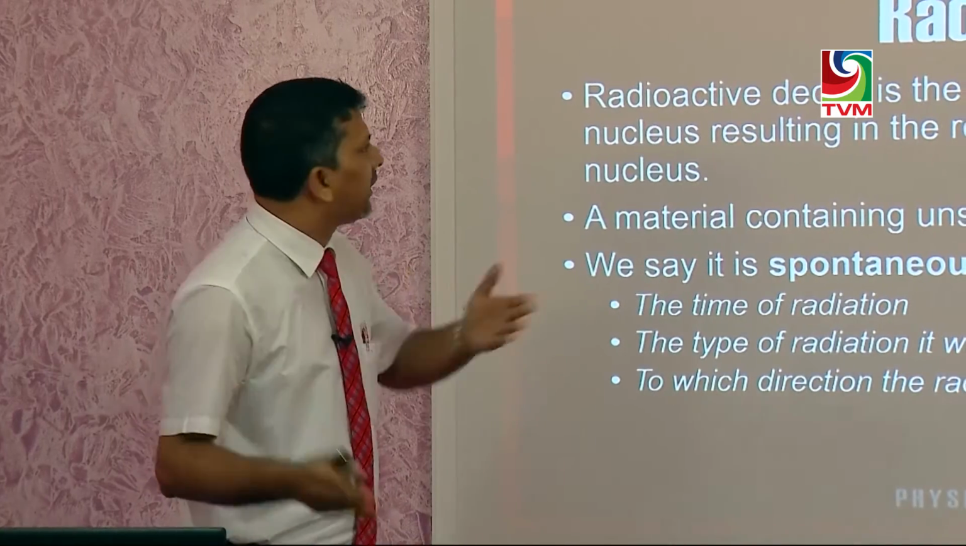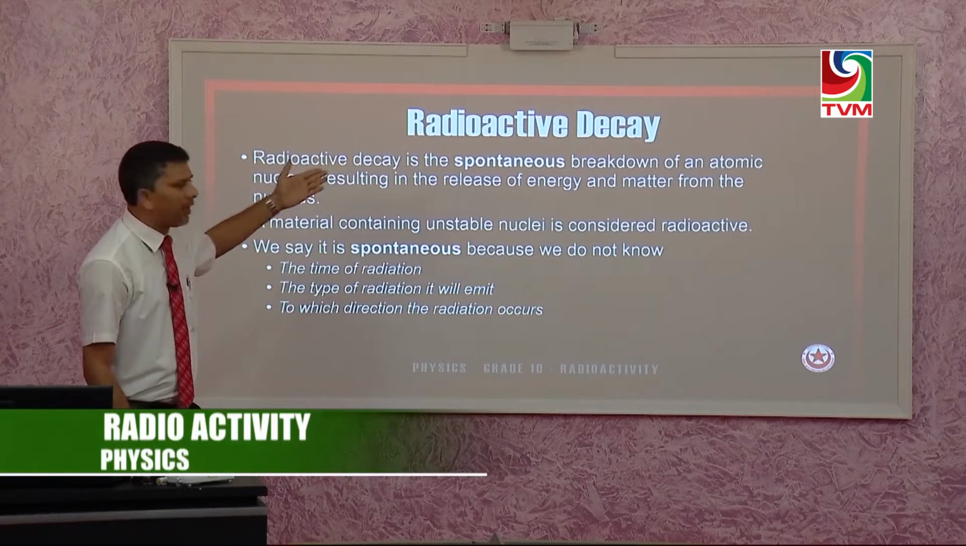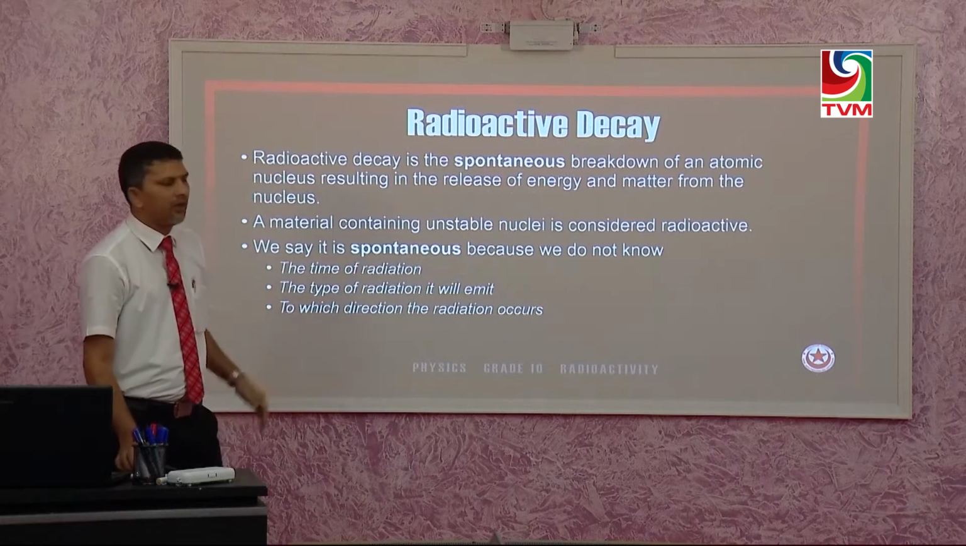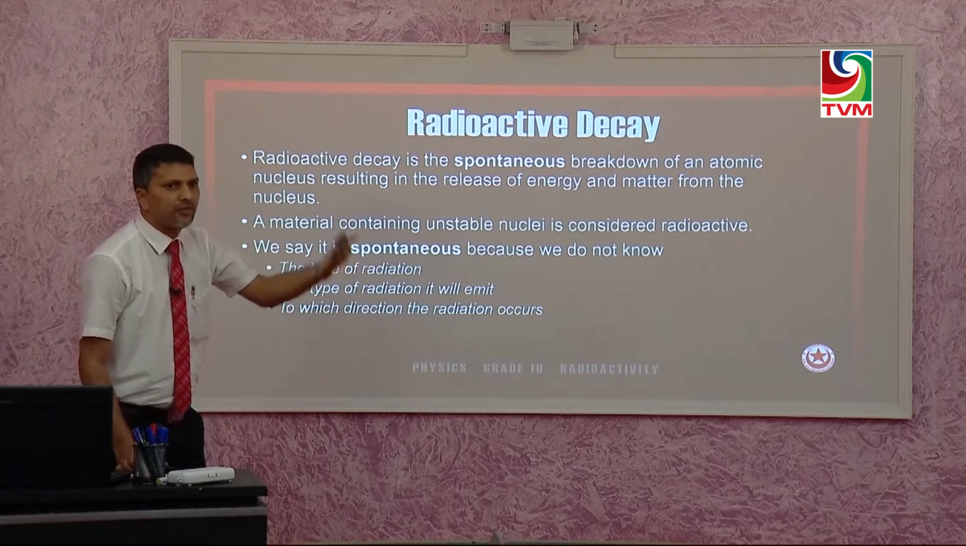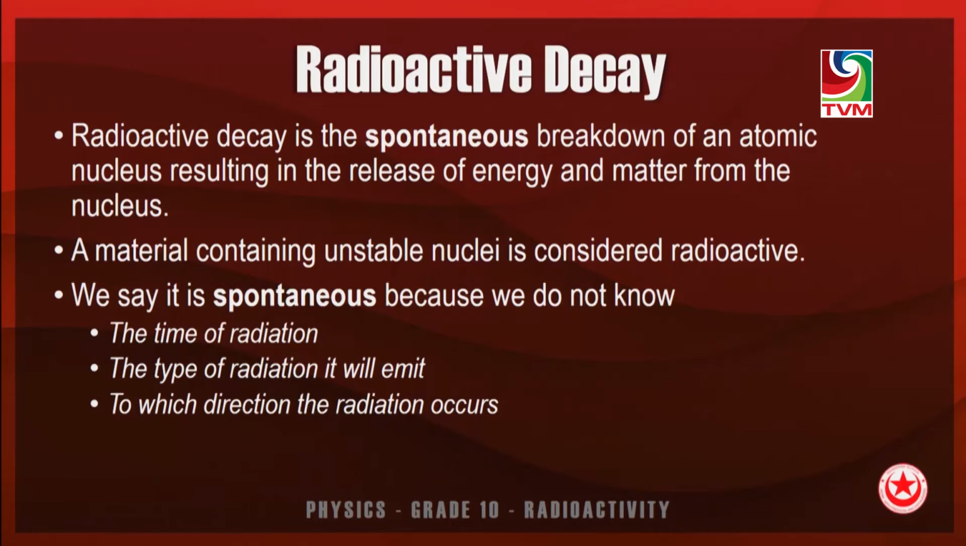So, already mentioned radioactive decay. Definition of radioactive decay, and also this word spontaneous. Radioactive decay is a spontaneous process, because of these reasons. Radioactive decay has three types: one is alpha decay, then beta decay, and gamma decay.